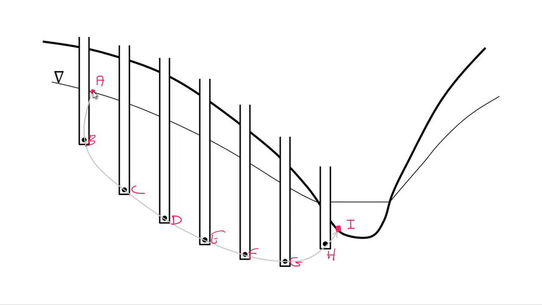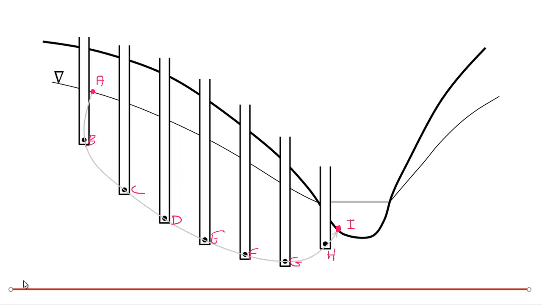And just for arbitrary reasons, let's set the datum at the bottom of our slide somewhere. So the red line down here, that's the datum elevation. And we know that point A is on the water table. So the head on the water table is equal to the elevation of the water table above datum. So if that is this distance here, this is the head at A. It's the elevation of that point above datum, because it's on the water table.